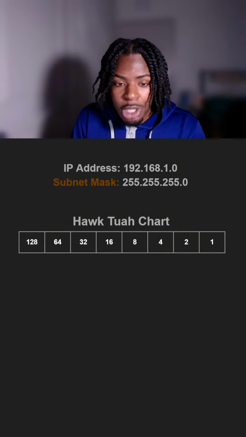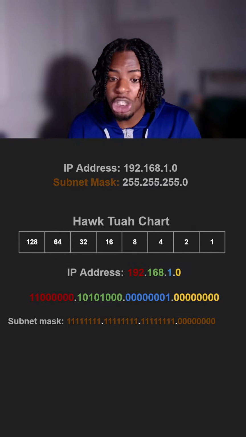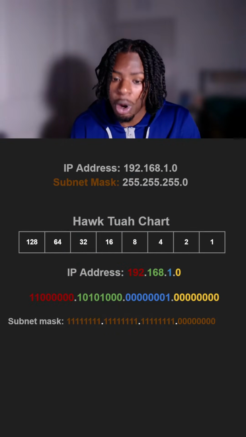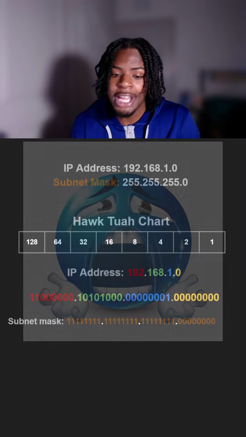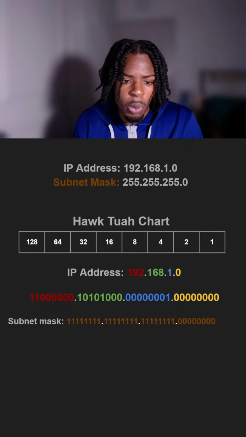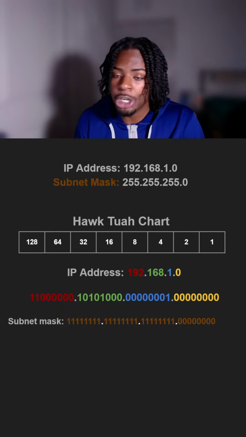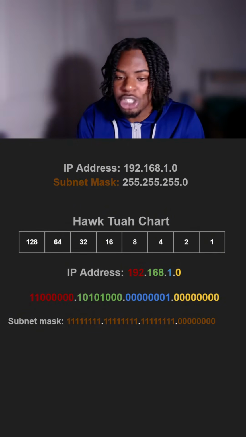Let's get started. The first thing I'm going to do is convert our IP address and our subnet mask to binary. To convert 192 to binary, look at the hot to it chart, and we see that there are 8 different slots there. We're going to fill all these slots with either 1s or 0s, and our goal is to find numbers in the hot to it chart that equal our IP address number that we're looking for. So in this case, we see that 128 and 64 give you 192. So in our first slot, we're going to put a 1. Our second slot, we're going to put a 1, and the rest are going to be all 0s.